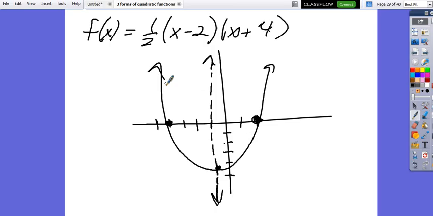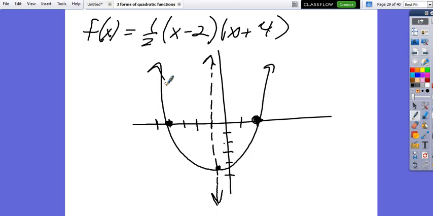So we've learned 3 methods. We've learned how to graph from standard form, we've learned how to graph from vertex form, and now we've learned how to graph from intercept form. Intercept form is the form that deals with the factored standard form. So if you took standard form and you factored it, you would get intercept form. And intercept form is beneficial for us because it shows us where the solutions are.